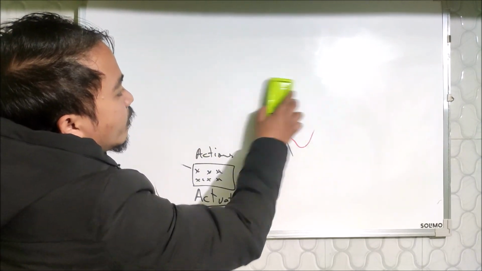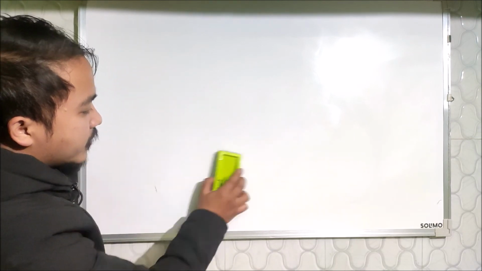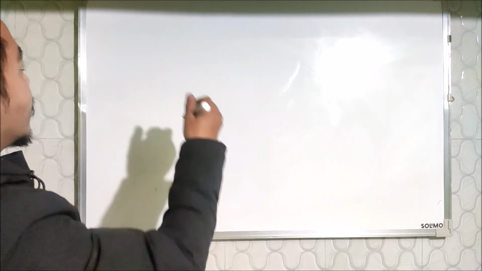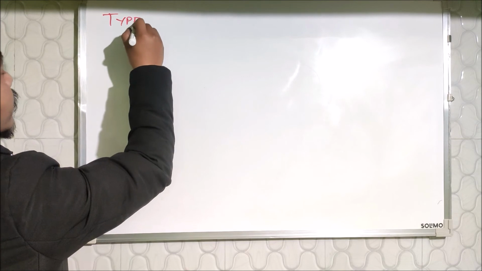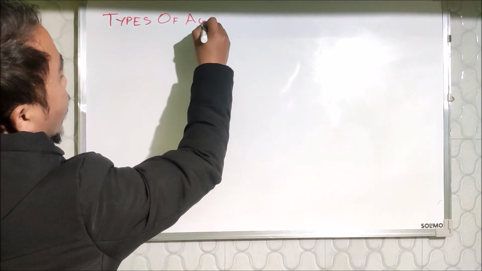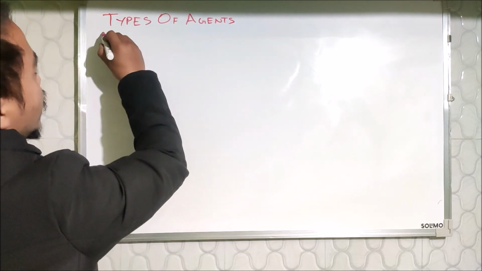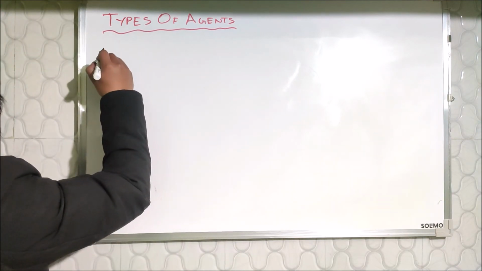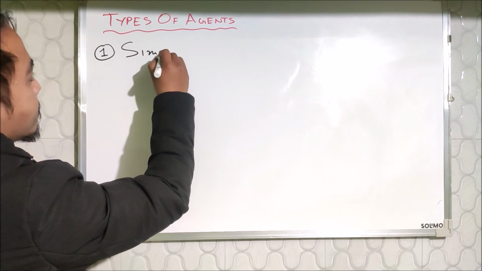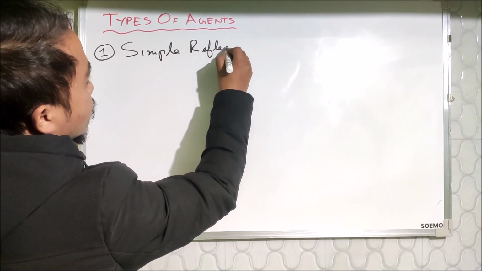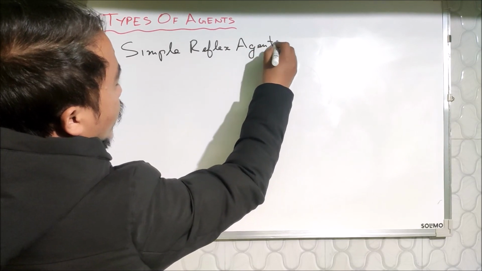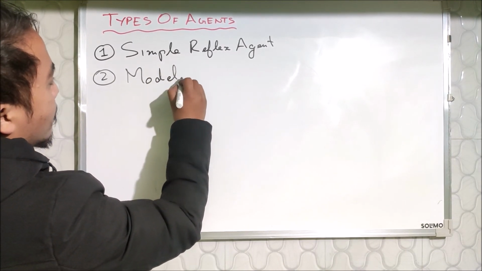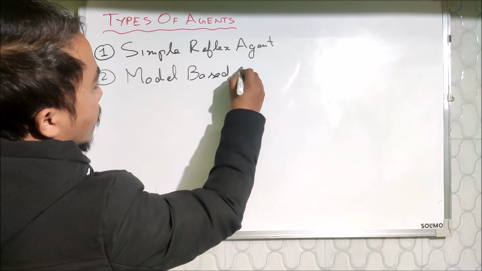We have 5 different types of agents. Number 1 is the simple reflex agent. Number 2 is the model based agent.